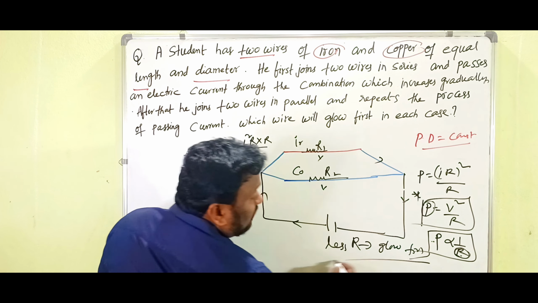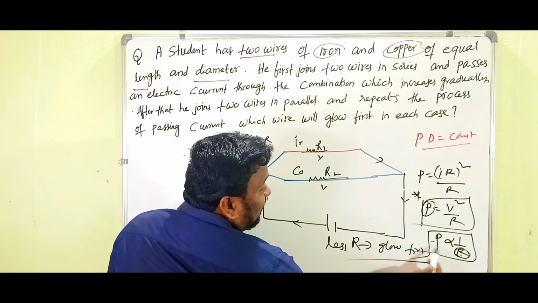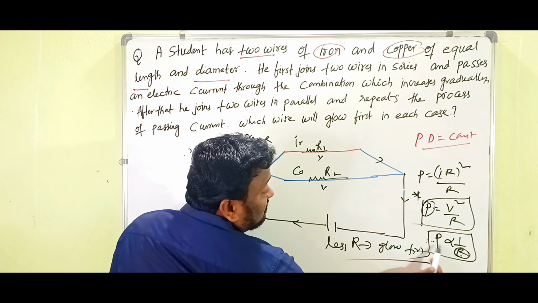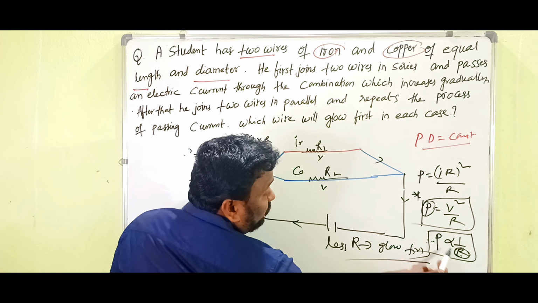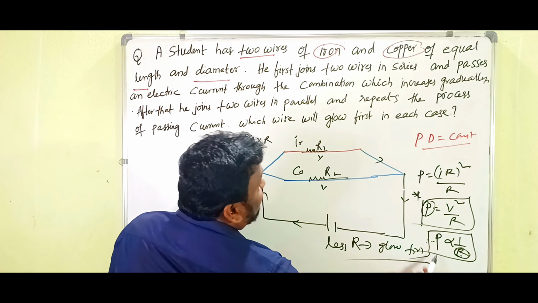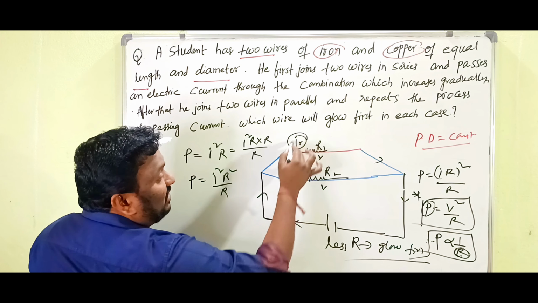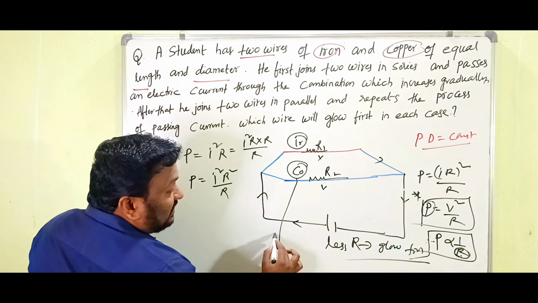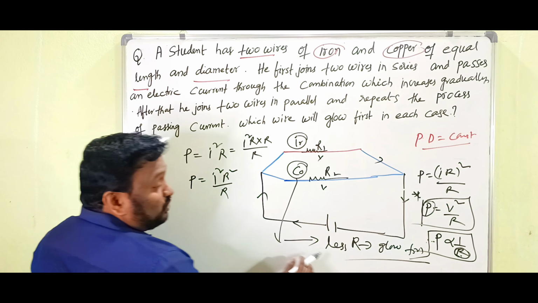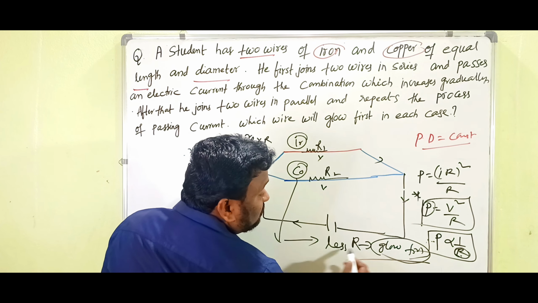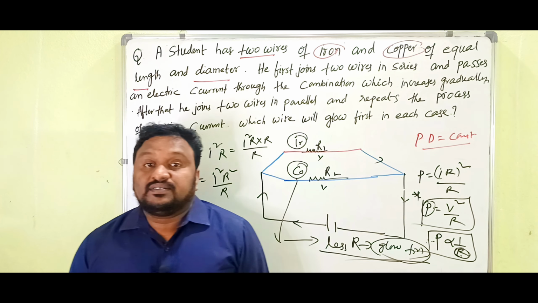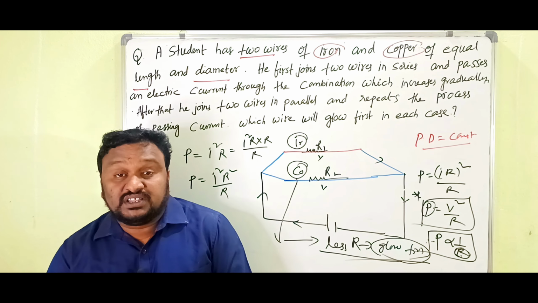Clear children? Got my point? Here these two are inversely proportional. When resistance is less, power loss is more. When resistance is more, power loss is less. That's why, among iron and copper, copper has less resistance. Due to that, in parallel combination, the copper wire glows first. Clear children? So in this way we have to understand the concept.